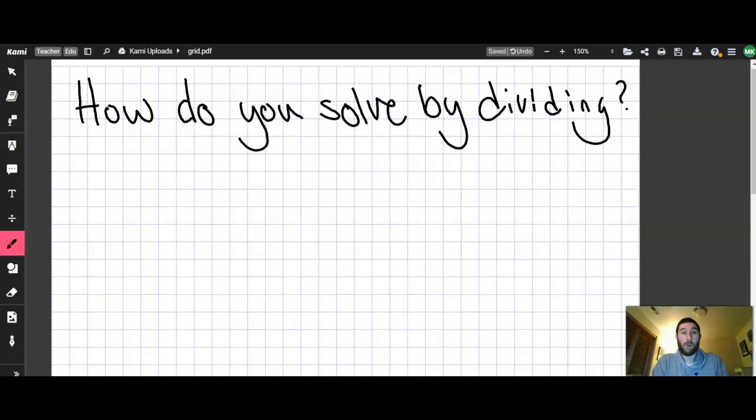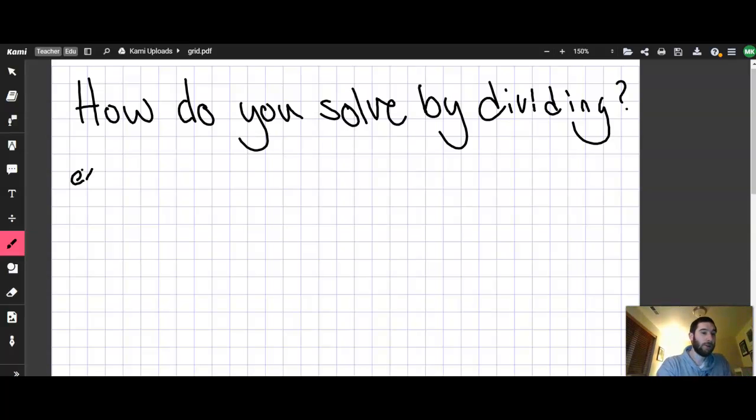We're continuing our work with solving. This week, we're looking at solving with division. Last week, we were solving with multiplication, and now we're solving with division. As you already know, division and multiplication undo each other, just like addition and subtraction. So if you're solving by dividing, that means you're looking for a problem with multiplication.